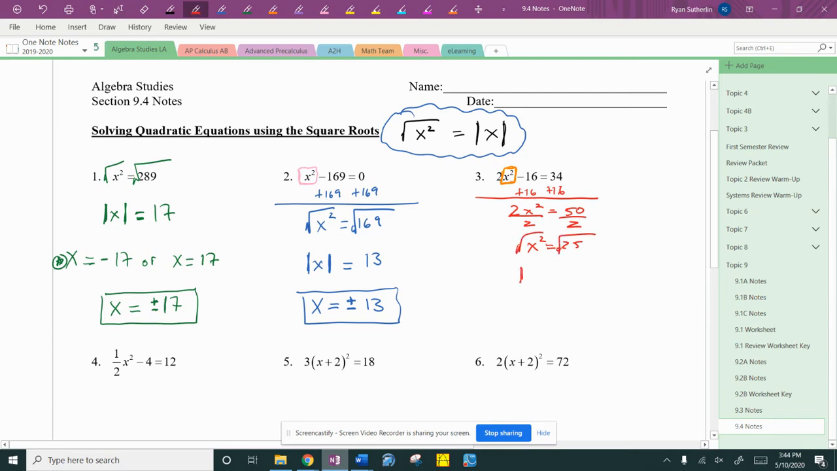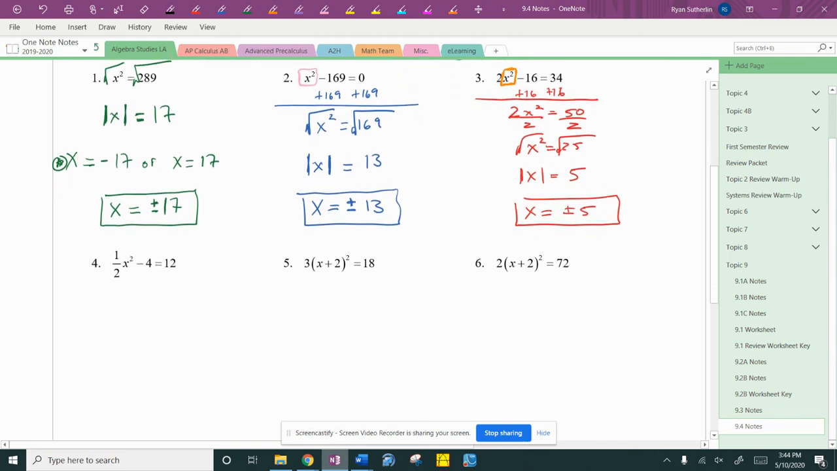So the square root over here is absolute value of x. Square root of 25 is 5. And now if I get absolute value of x equals 5, that means x is plus or minus 5. These almost always will have two answers, positive and negative, when it's just x squared by itself.